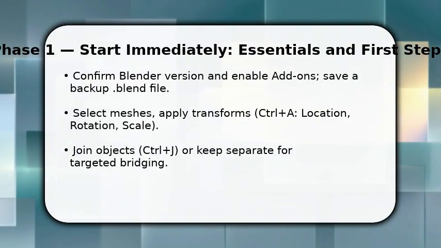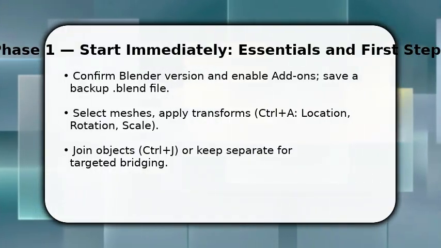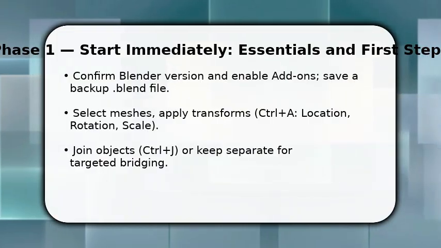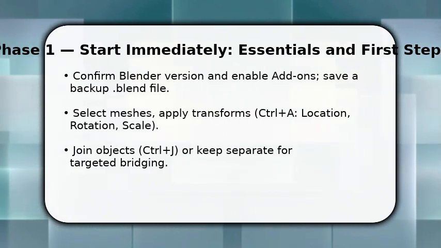Join the objects with Control+J to treat them as one mesh, or keep them separate if you plan to connect specific edge loops. This first action sets a clean baseline for precise vertex work and modifiers.